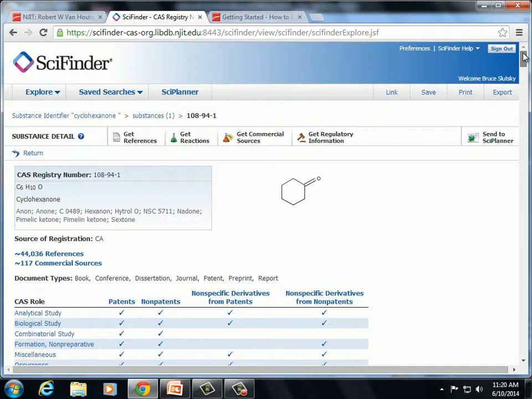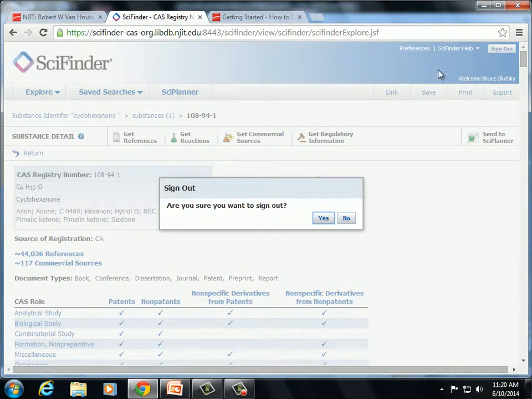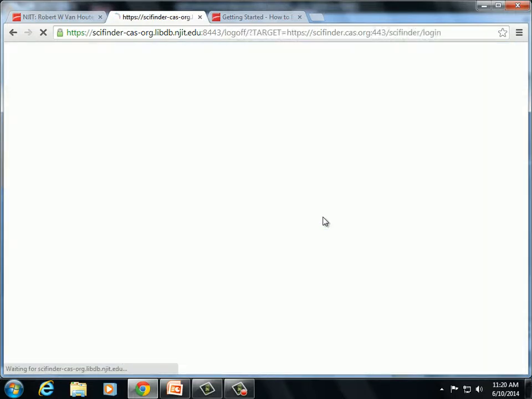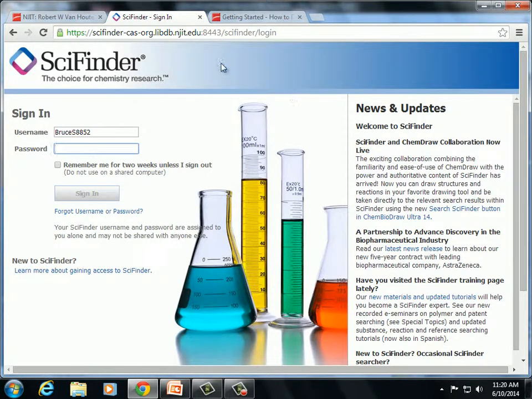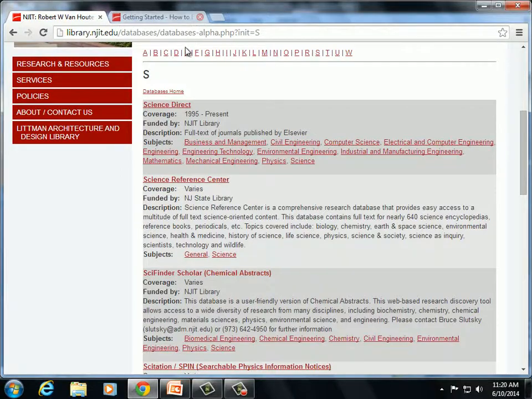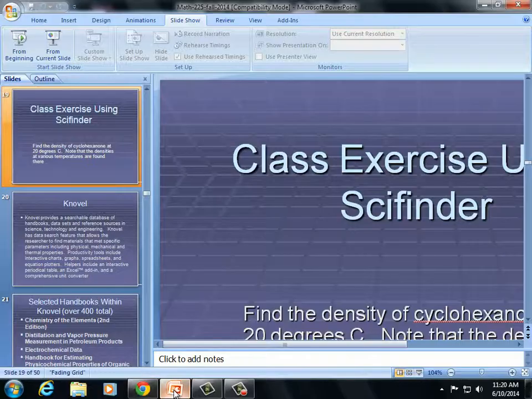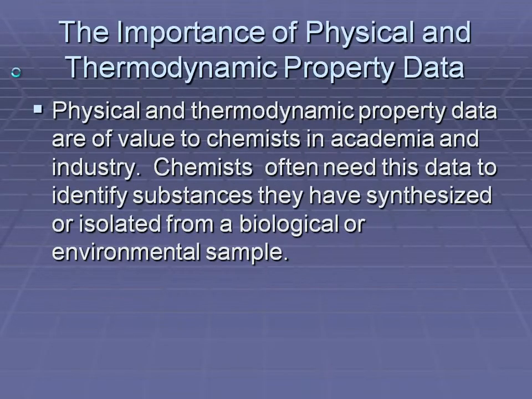Okay, so that's a very quick example of how to use SciFinder to find a physical property. We'll sign out of that. Okay. So hopefully you'll have some chances to use SciFinder while you are here at NJIT.